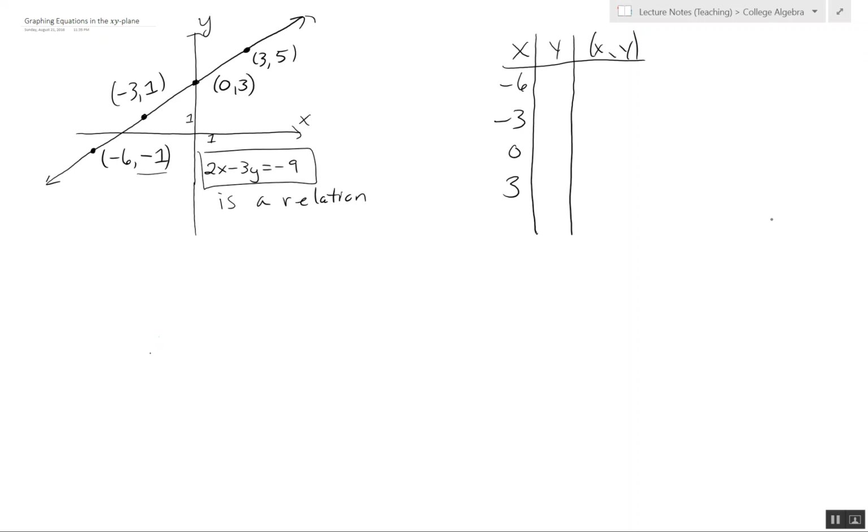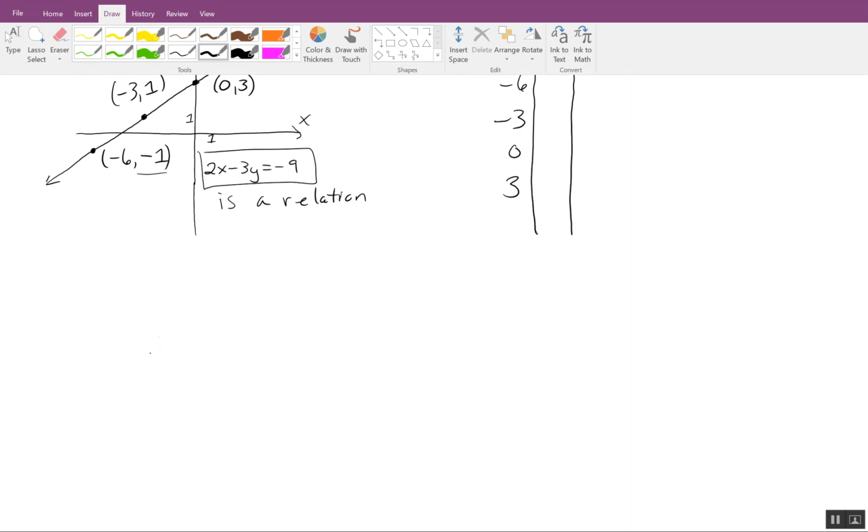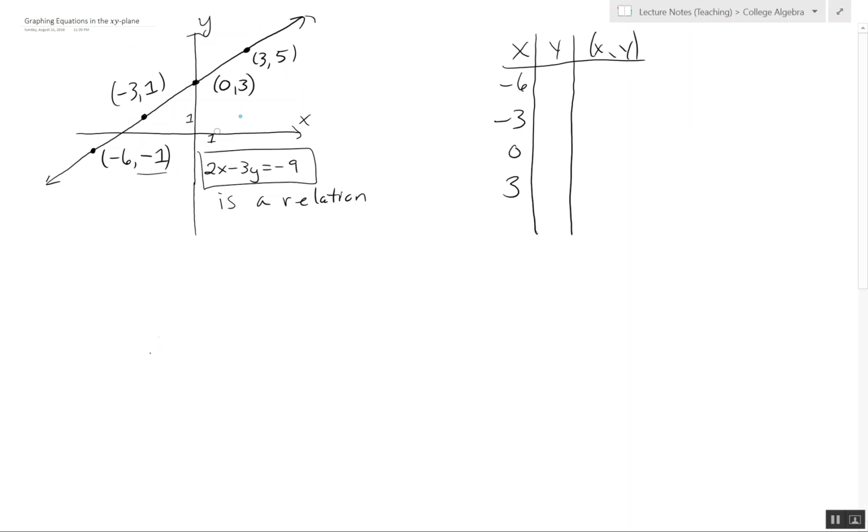So in this case, let's show how we get the y part. So we're going to take this y value. So let me grab a different color pen here. We're going to take this negative 6 and plug it in for this x here. So I'll do that down there.